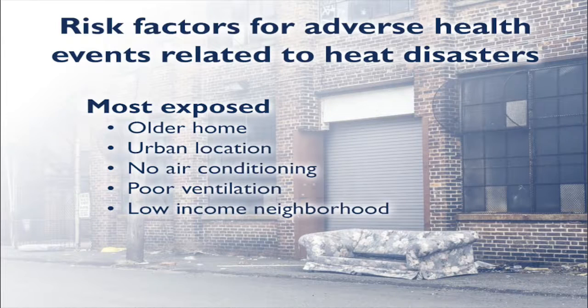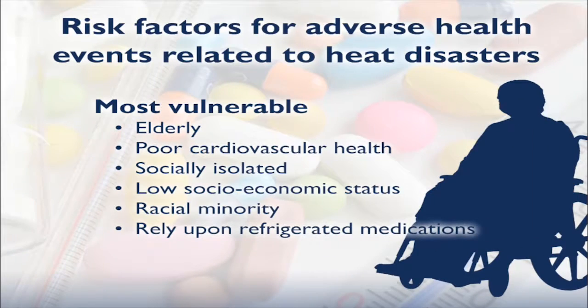There are risk factors for adverse health events that are related to heat disasters, and these break down, of course, into that issue of exposure and vulnerability. So those people that are most exposed usually have older homes. They're more commonly in urban locations as opposed to rural. These are groups that have no air conditioning or poor ventilation or both. And also many times these occur in low-income neighborhoods, because all those other factors come into play in low-income neighborhoods. So there are certain groups that are more vulnerable than others.